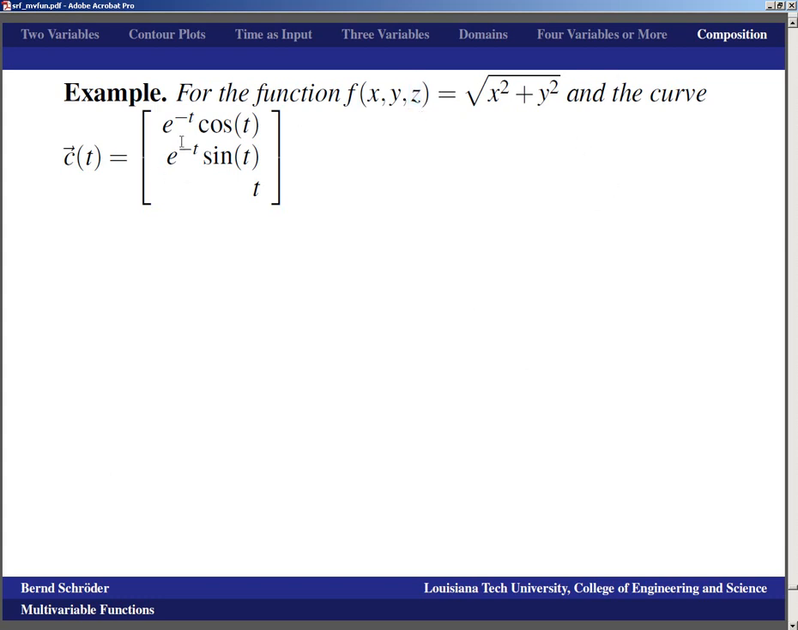And a curve, c of t being e to the negative t cosine t, e to the negative t sine t, and t, which may be the path of a particle. We want to find the composition f of c of t. We want to plug the curve into the function, which would then tell us, if we keep thinking of this f as a temperature, the temperature at the position of the particle at time t.